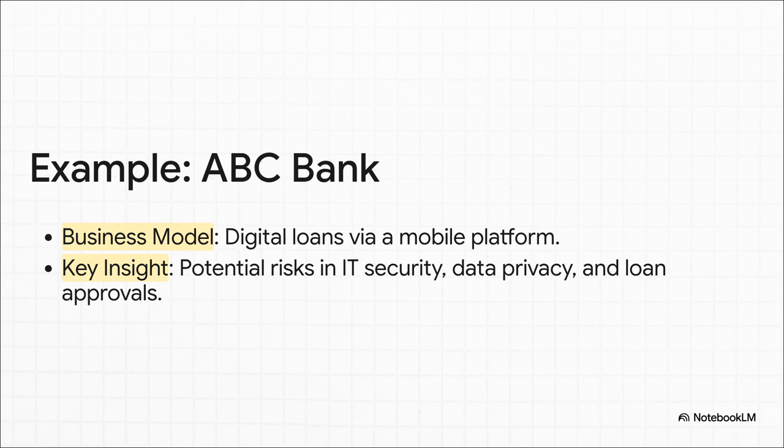Let's make this real with an example we'll follow. Let's talk about ABC Microfinance Bank. Their whole business is offering digital loans through a mobile app. So right away, what does that tell you? Where do you think the big risks are heading? Exactly. It points you straight towards things like IT security, data privacy, and the whole loan approval process.